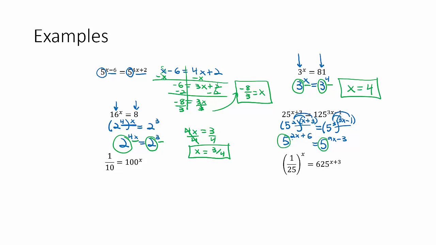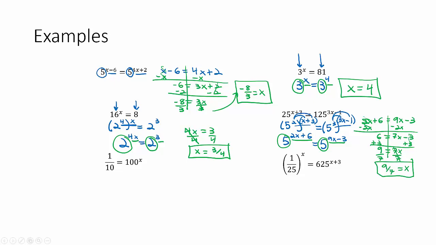Same base. We can set the exponents equal. 2x plus 6 equals 9x minus 3. Get the x's to one side by subtracting 2x. We've done this a lot before by now. 6 equals 7x minus 3. Add 3 to both sides. 9 equals 7x. Divide by 7. And we get the fraction 9/7 is equal to our x.